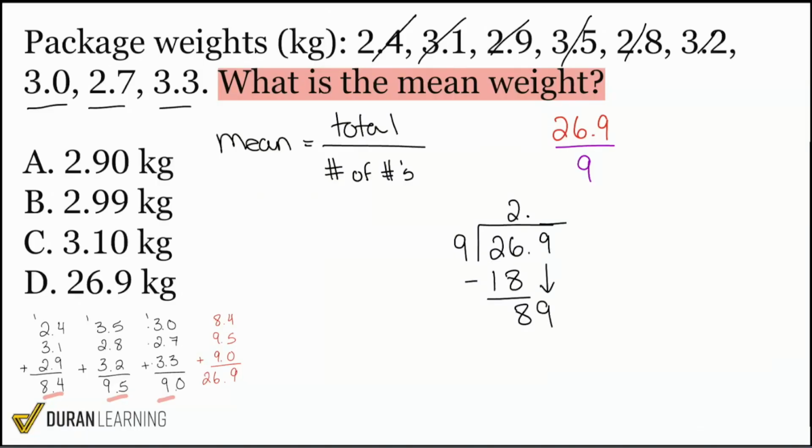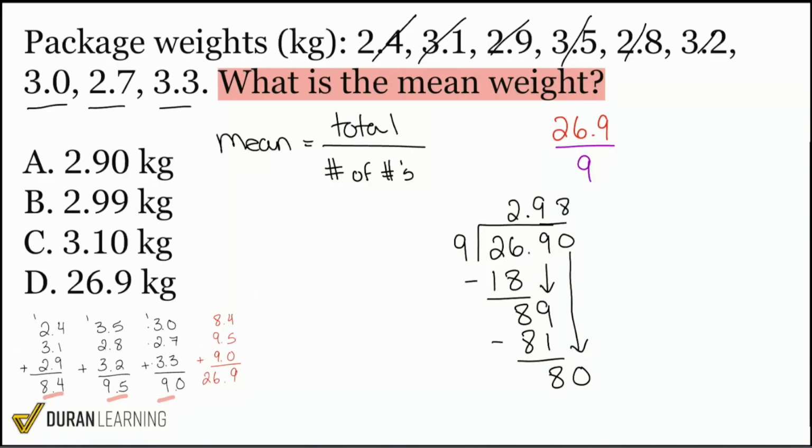So from here, we have 9 going into 89, and that is going to be 9. 9 times 9 is 81. So we'll write that there, subtract the 81, and then we have 8 left over. We have an imaginary 0 right over here that we're going to drop down and keep going with. So here, that's going to be 80. My party people, 9 goes into 80 how many times? Not 9, but that's going to be 8.